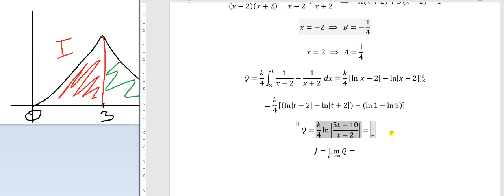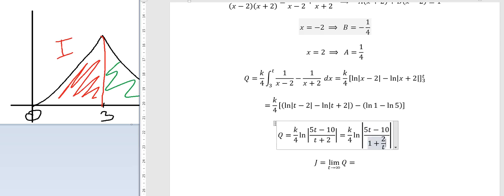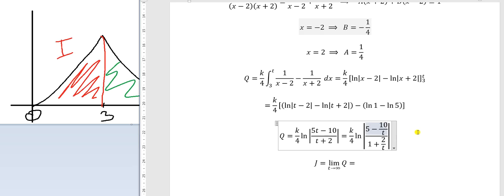But there's a more efficient way of writing this, which you will hopefully remember. You can divide the top and the bottom of the entire fraction by that leading term, in this case by t, sometimes by t squared or equivalent. And that means that if you want t to tend to infinity, you've now reduced this problem to one where you have reciprocals of t, and the reciprocal of t, if t tends to infinity, will tend to 0. 10 over t will shrink towards 0 as t tends to infinity. So we just have k over 4 times ln of 5, take away nothing, over 1 plus nothing. There it is, just ln 5.